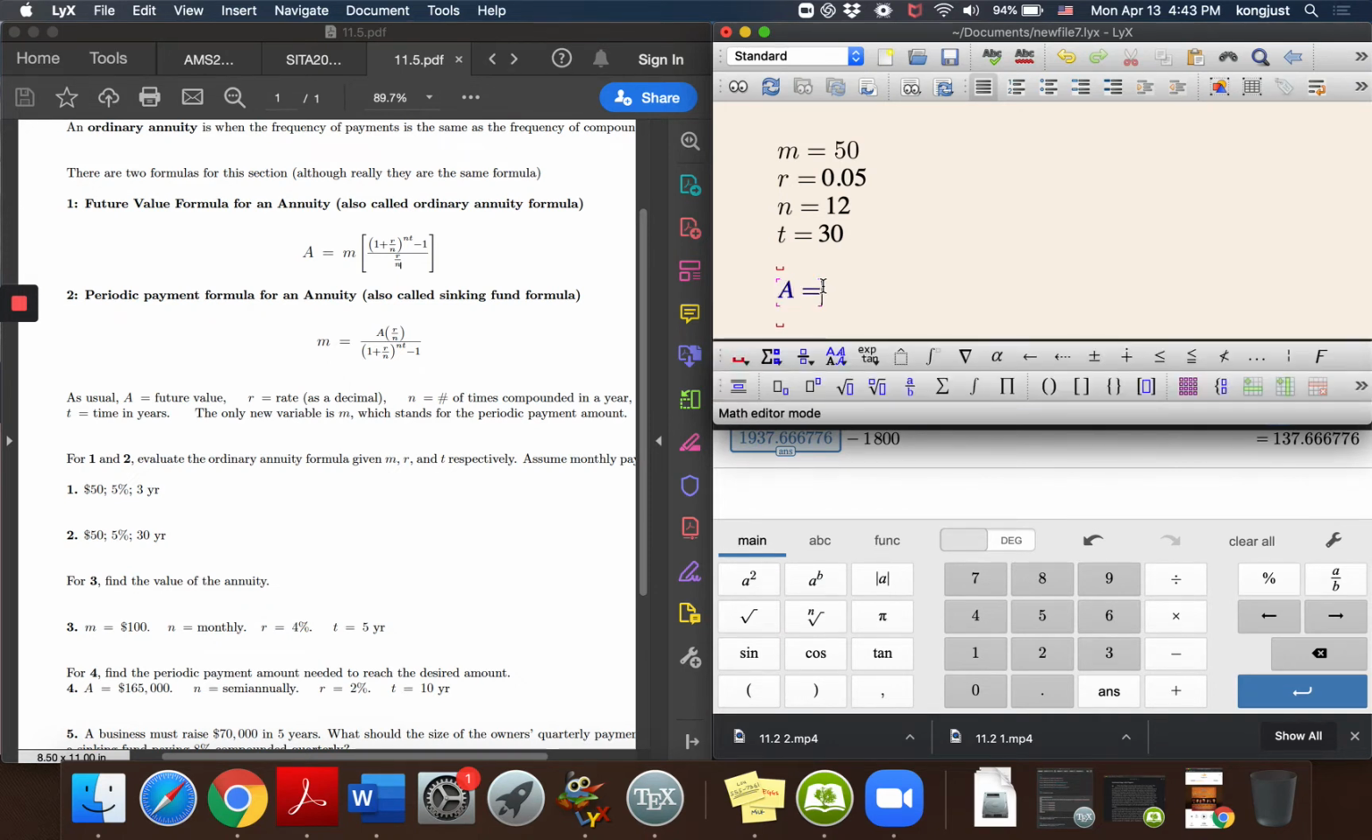Let's type it this way. A is equal to 50, let's do a bracket here, 50 times 1 plus R, which is 0.05 divided by 12, raised to the NT, 12 times 30 this time, and then subtract 1. Oops.